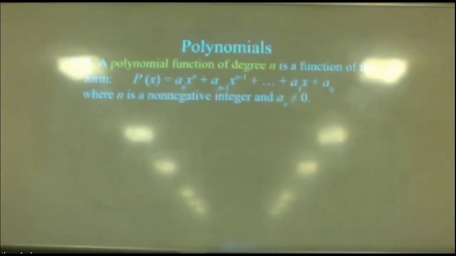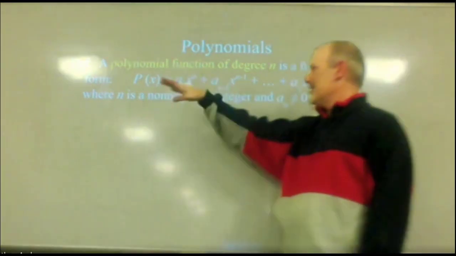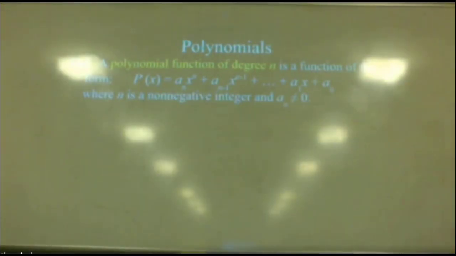Okay? So that leads us to our more general polynomials. A polynomial function with a degree of n is a function of this form. And this is really complicated looking. It's really not nearly as complicated as it may seem. Okay? But here's the idea.